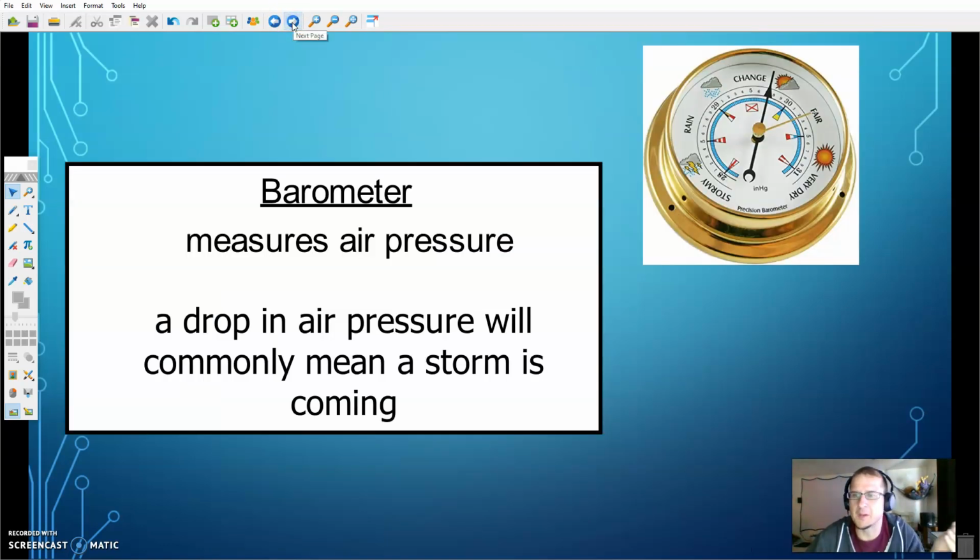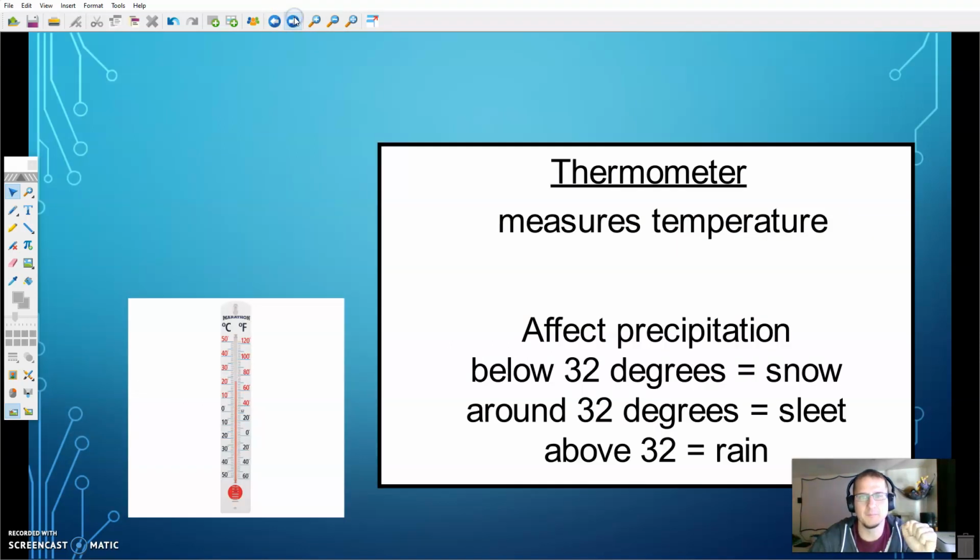The barometer is measuring the air pressure. This is probably the single most important for predicting the weather because the barometer and the air pressure will tell us, like the raising and lowering of the air pressure, a drop in air pressure commonly means that a storm is coming. So you've got heavier air sitting on you, that's going to be bringing the storms down in. So a drop in air pressure will commonly mean that a storm is coming.